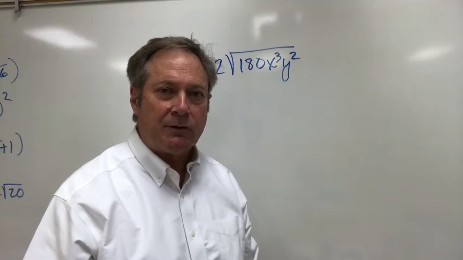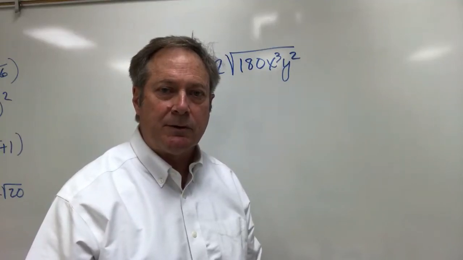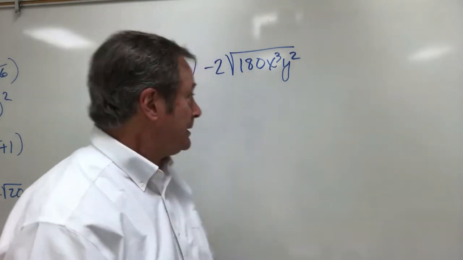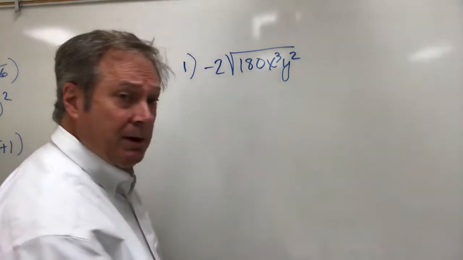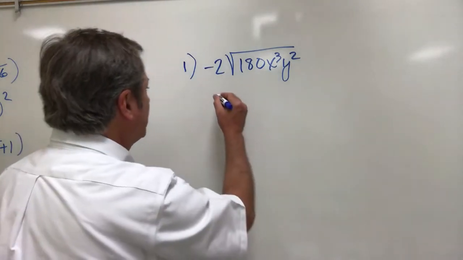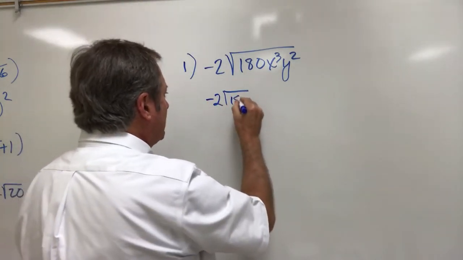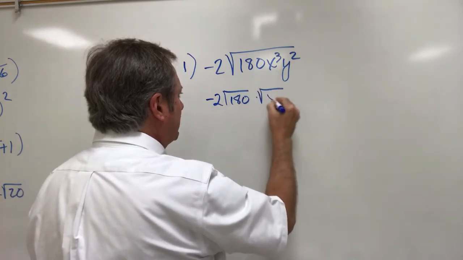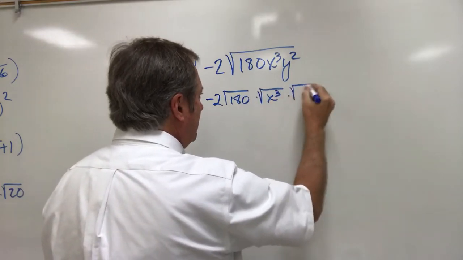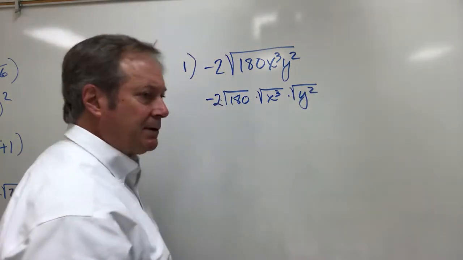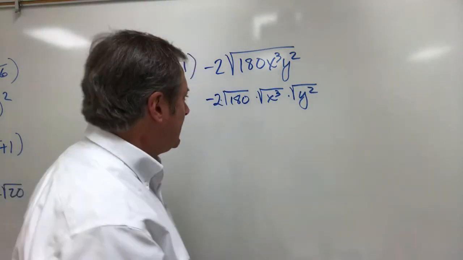Well, good morning, class. Today we are going to review the radicals, specifically square roots. So on number one, hope you can see that, we're going to break down each item here into separate radicals. The -2 is times that, so it doesn't break down any further.